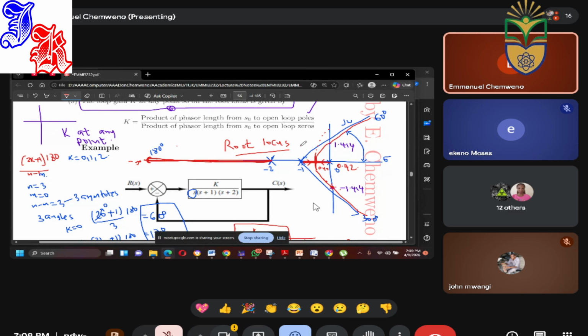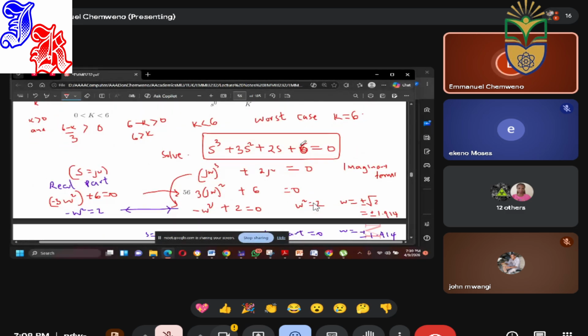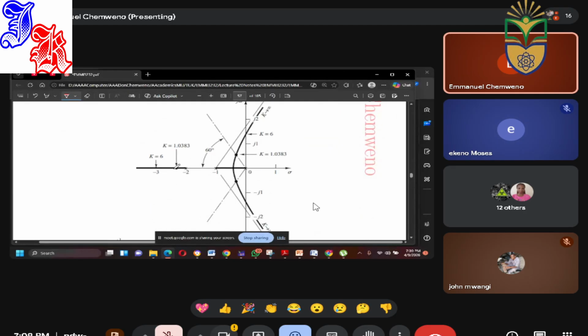In summary, rule number 1, we said it is symmetric along this, which is okay. I started by doing s is equal to 0, s is equal to -1, s is equal to -2. We said it will start at this point and terminate at infinity or at finite 0. So rule number 2 is satisfied.